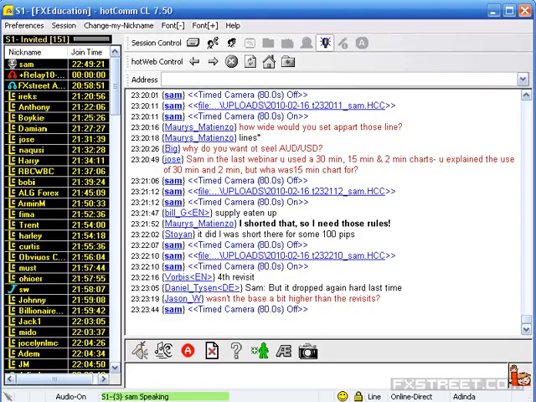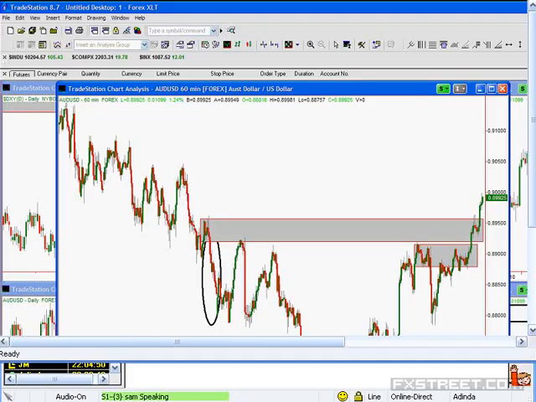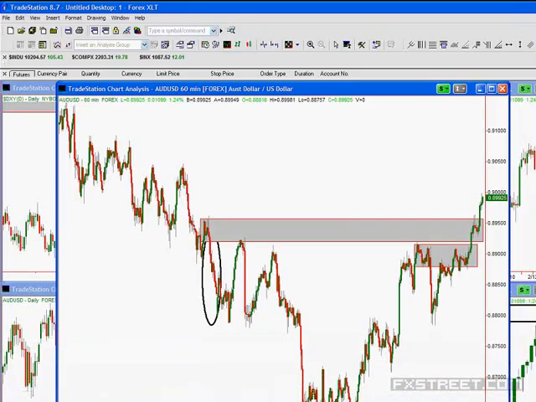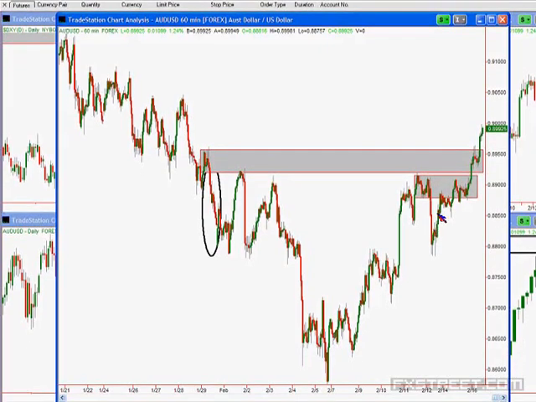Let me see if I can. Okay. I think the question was, how come this level, here's a new level, strong drop, how come this didn't work out?